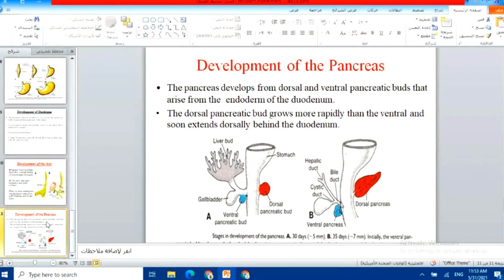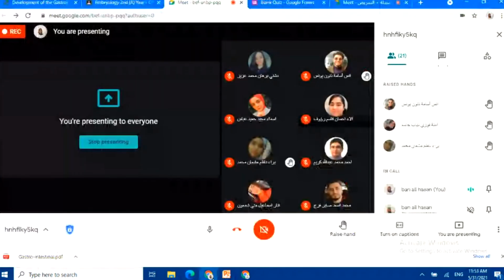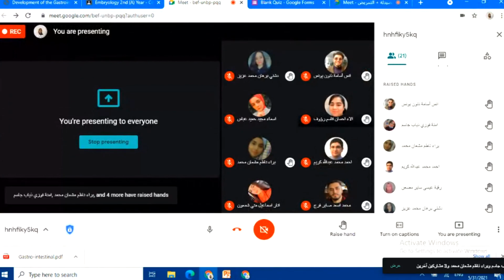The pancreas will be formed from the dorsal and ventral pancreatic buds as a whole. Clear? From what does it arise? The pancreas arises from endoderm of the duodenum. So what's the origin of the pancreas? Which layer will form the pancreas? Endoderm, okay.